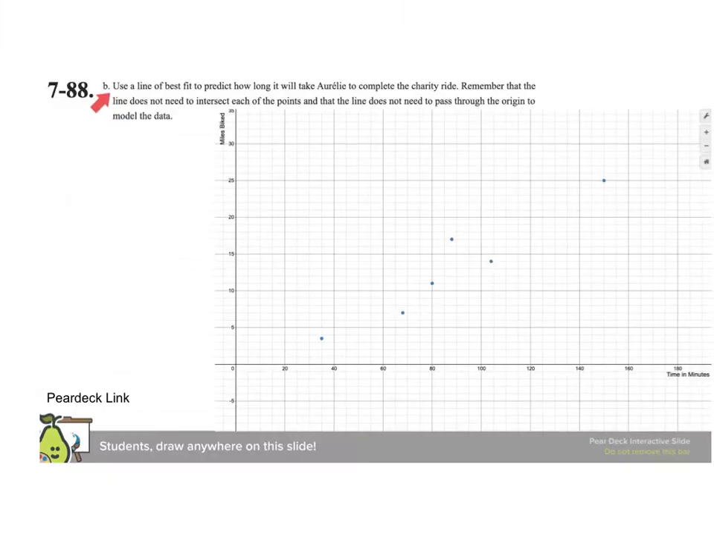So the next question says, use a line of best fit to predict how long it'll take Ahali to complete the charity ride. Remember that the line does not need to intersect the points and that the line does not need to pass through the origin to model the data. So it doesn't need to pass through 0. It doesn't need to pass through all of the points. I'm just trying to draw a straight line here.